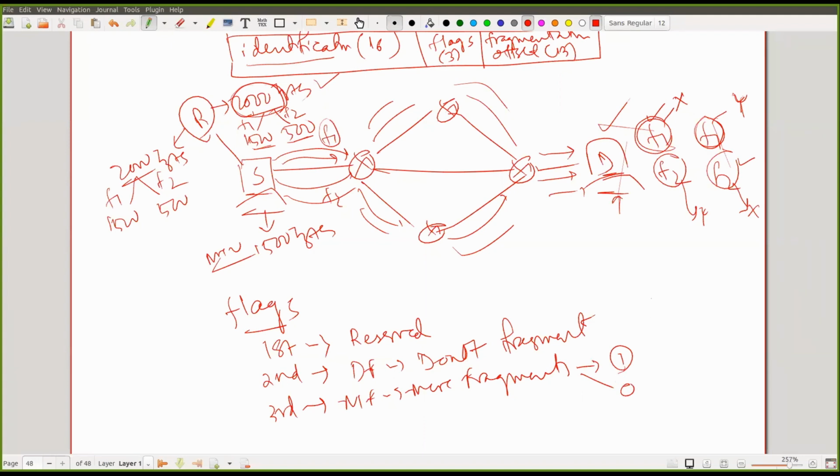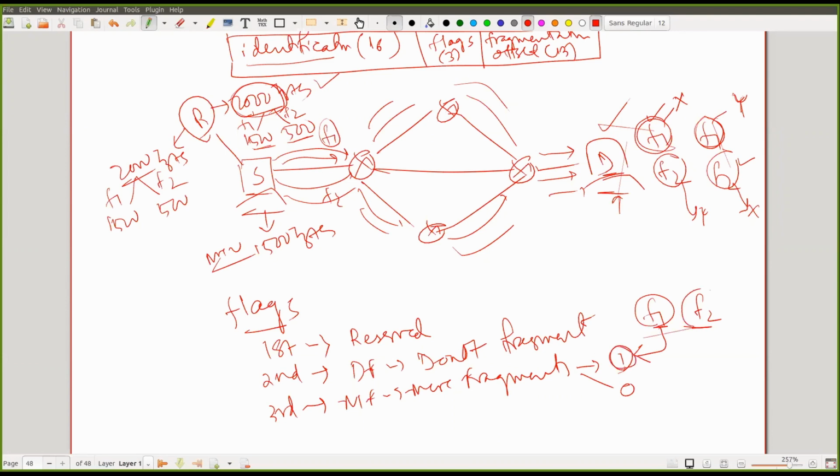Now the question is when it is going to be 1 and when it is going to be 0. This is my first fragment, this is my second fragment, 2 fragments have been generated out of the original datagram. So the first fragment must have an MF value of 1. What does it signify? That there are still more fragments to follow. By receiving this fragment, the receiver understands this is not the last fragment. It is either the first fragment or an intermediate fragment. Still some more fragments follow, so this MF bit is set to 1.